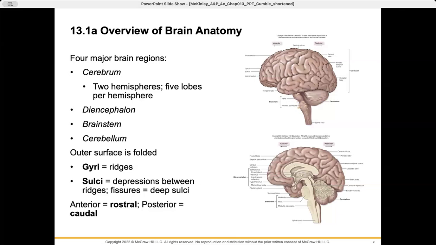Additionally, there's some new directional anatomy terms that can be used, especially when describing the brain. So instead of anterior or posterior, we could use the term rostral for the brain, rostral meaning in the front, anterior, and caudal meaning the back, posterior.